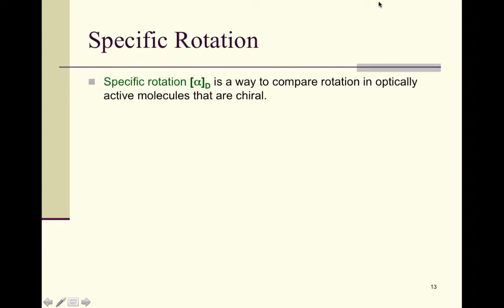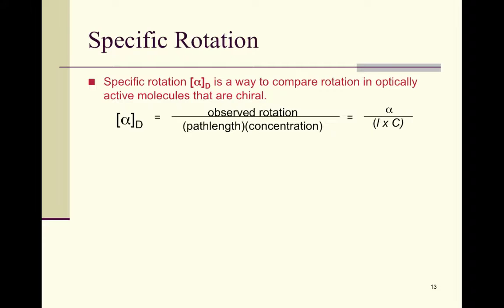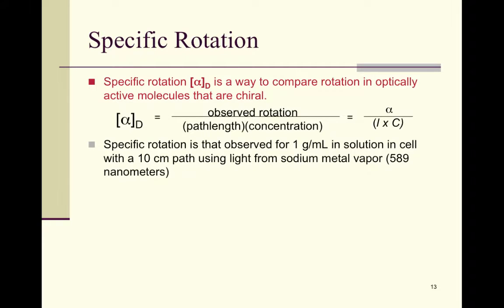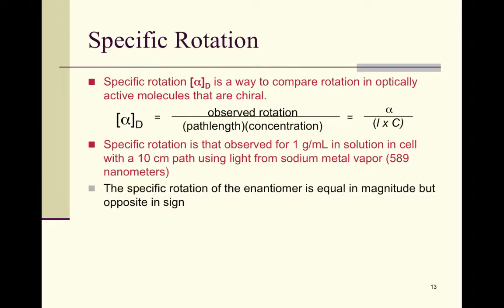How we measure optical activity is through what's known as specific rotation. Specific rotation is a way to compare rotation in optically active molecules that are chiral. Specific rotation can be calculated using the observed rotation divided by the path length and the concentration. Specific rotation is that observed for 1 gram per milliliter in solution in a cell with a 10 centimeter path length using light from sodium metal vapor at 589 nanometers. The specific rotation of an enantiomer is equal in magnitude but opposite in sign.